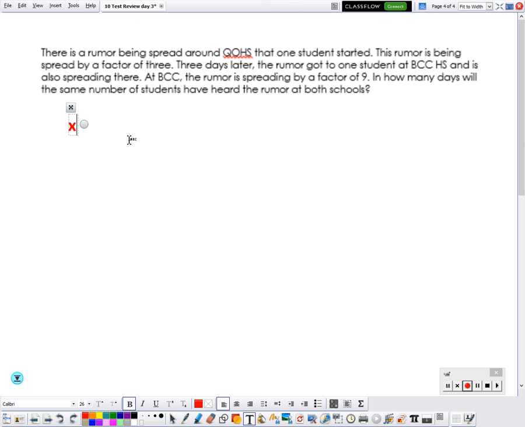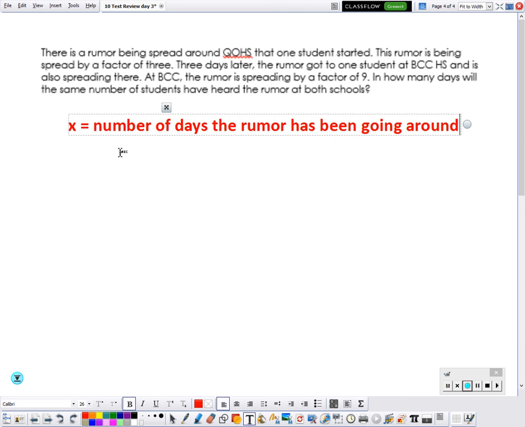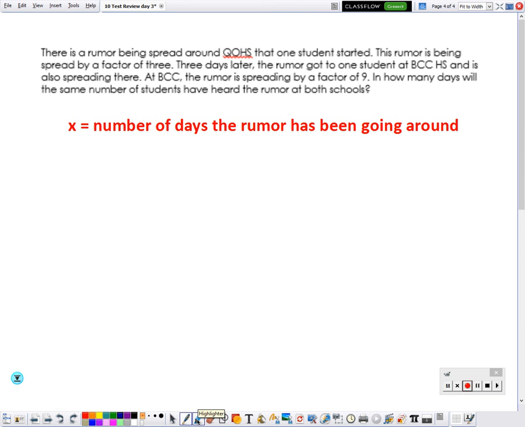So we're going to let x equal the number of days the rumor has been going around. All right, so how many kids knew the rumor to start at Quince Orchard? 1. And what's it being multiplied by? 3. Now, at BCC, how many people knew the rumor? 1. And what's it being multiplied by? 9. And how do I make it show that this is later, because they didn't start at the same time? What's the exponent going to be? x minus 3.